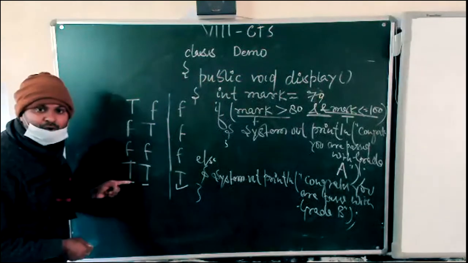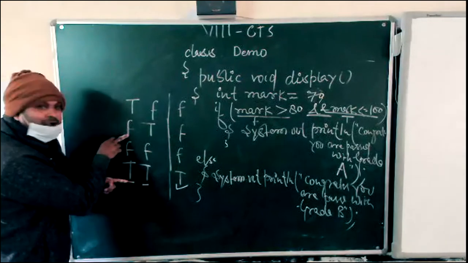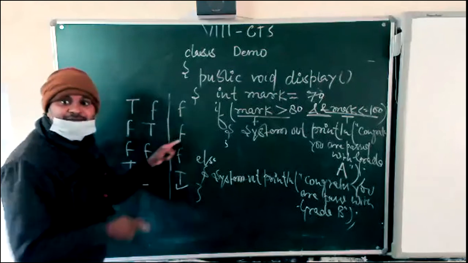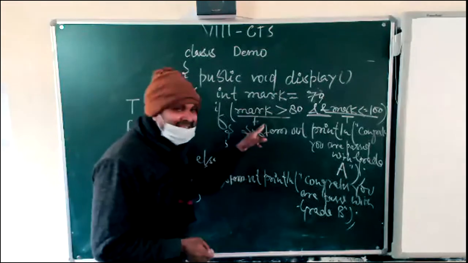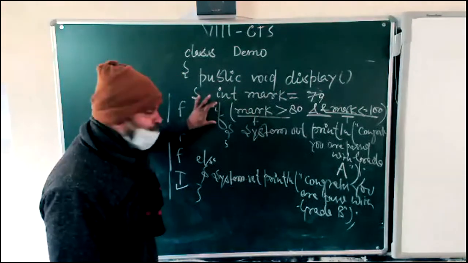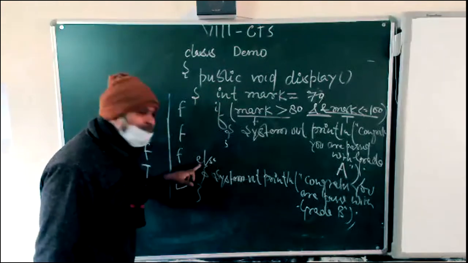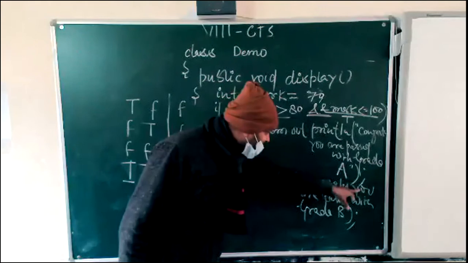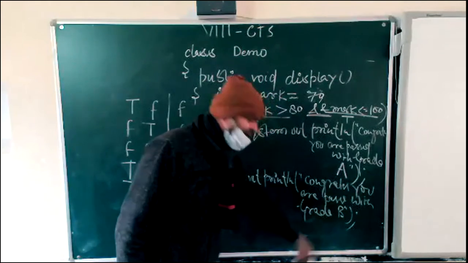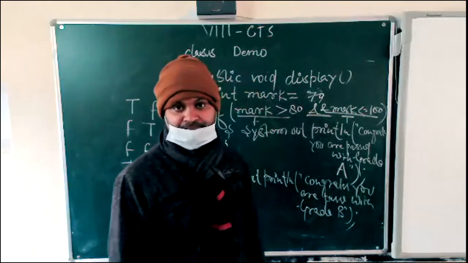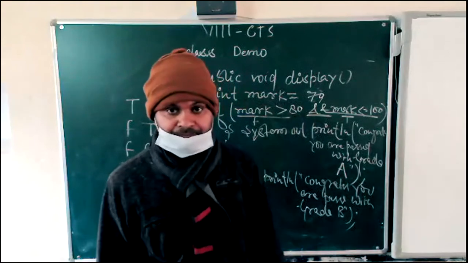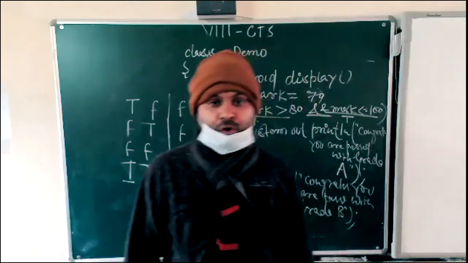See your truth table now. First one is false, second one is true. So what do we get? False. So in that case, nothing will take place from the if block. Now the else part will take place and it will print congrats, you are passed with grade B. So this is how this condition is working. Understood all of you?